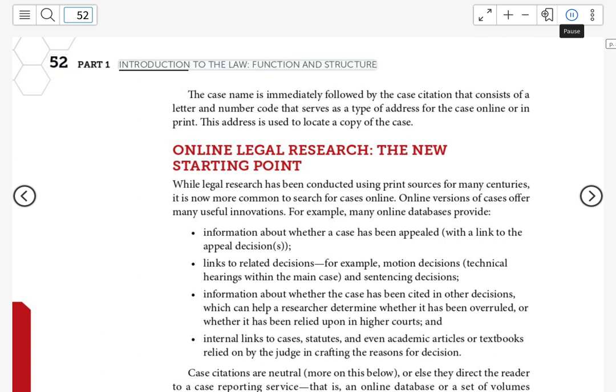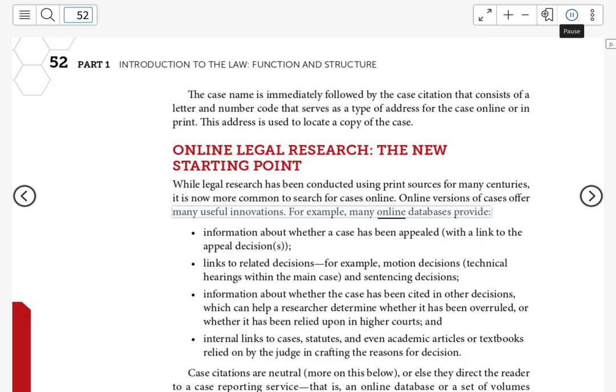Part 1 Introduction to the Law, Function and Structure. The case name is immediately followed by the case citation that consists of a letter and number code that serves as a type of address for the case online or in print. This address is used to locate a copy of the case. Online legal research, the new starting point. While legal research has been conducted using print sources for many centuries, it is now more common to search for cases online. Online versions of cases offer many useful innovations.